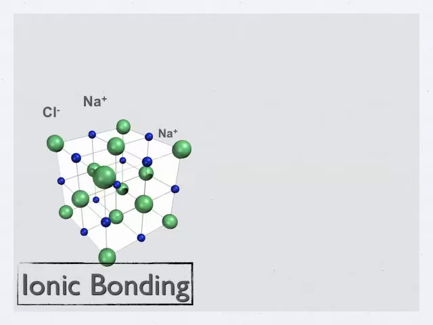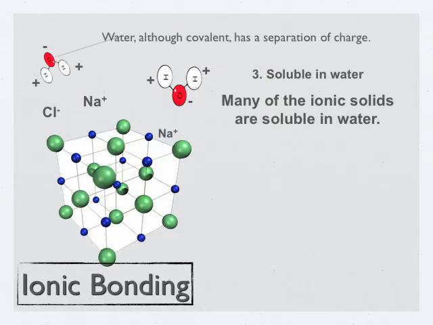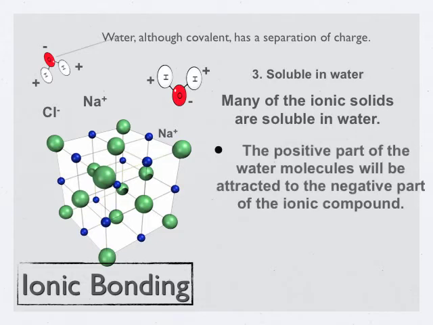Okay, so just for fun's sake, let's move on. Those of you that know what I'm talking about, I think you have watched that in the class, so I'm not going to go through that. Next, coming up, we have to explain that they are mainly soluble in water. Let's take a look at this. Water, although covalent, has a separation of charges. The positive charge of the water molecules will be attracted to the negative part of the ionic compound. So let's take a look at this.